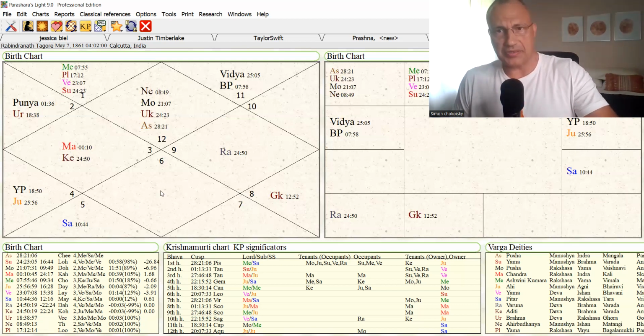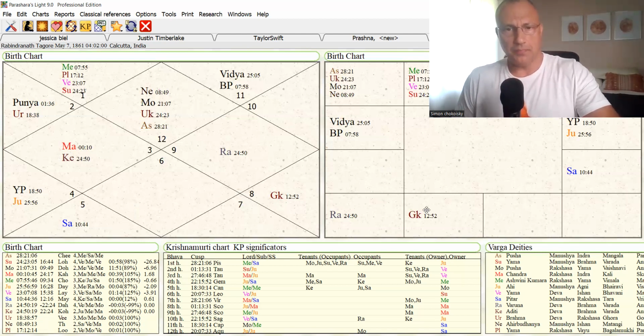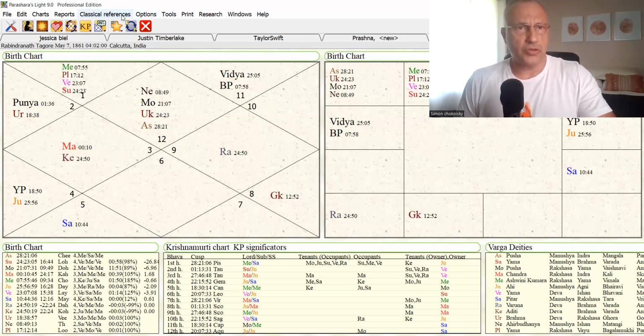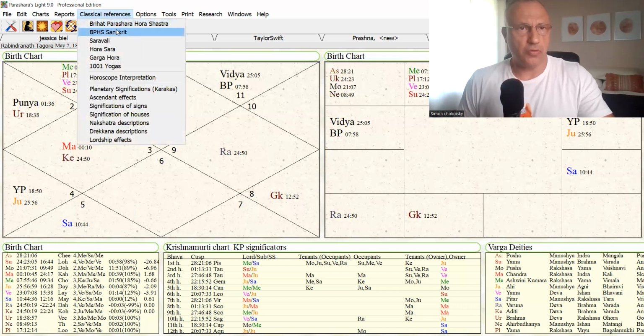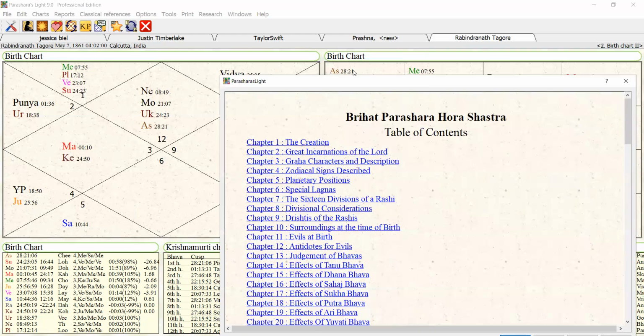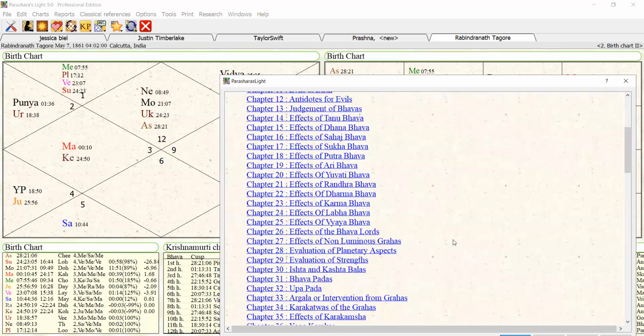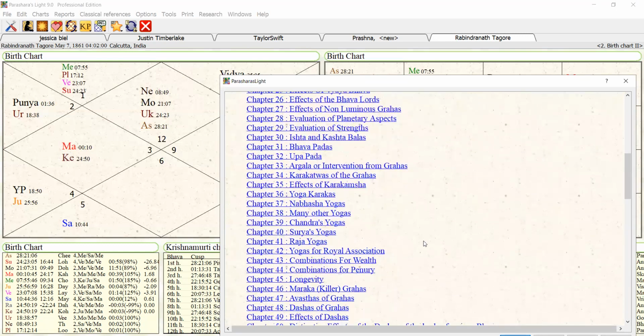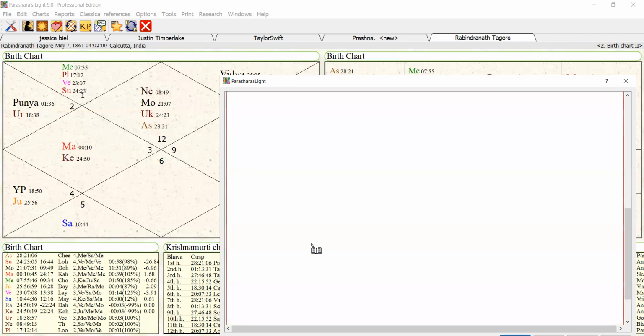What do we have here? We have a Pisces rising. One can go into Parashara's Light, which is a software I use, and go into classical references. If you go into BPHS, which is Brihad Parashara Hora Shastra, then you click here, and I'm going to minimize my video and go straight to the chapter on Raja Yogas. If I click on that chapter, it's very beautifully done.